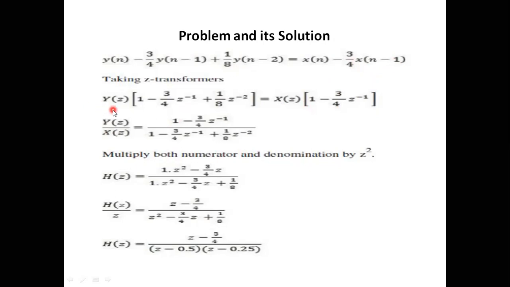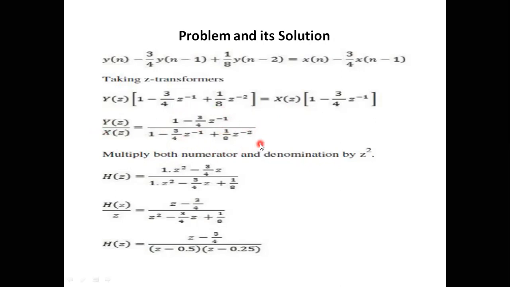Now we need to find H(z). What is H(z)? H(z) is the ratio of Y(z) divided by X(z). So separate this equation as Y(z) divided by X(z). This will be your numerator and this will go to the denominator. Now this equation is your H(z).